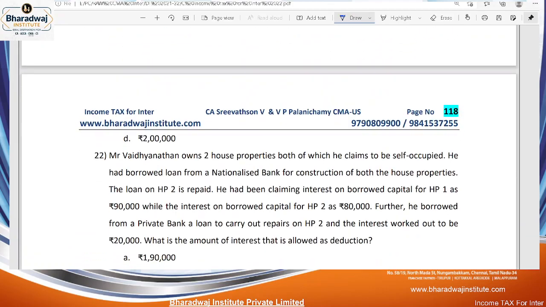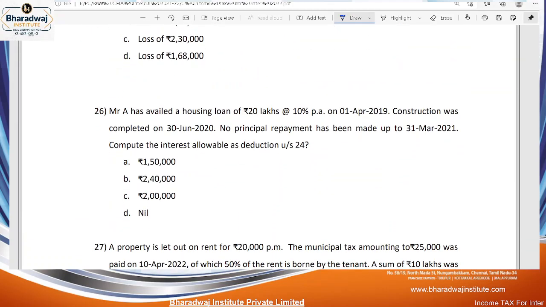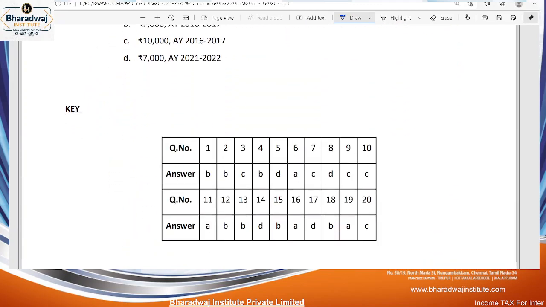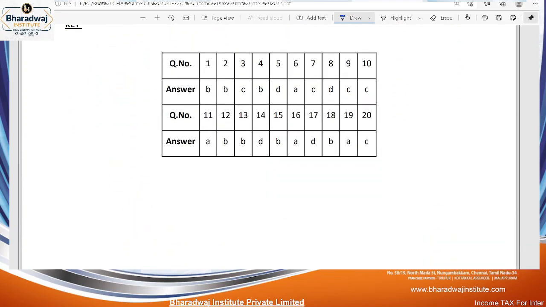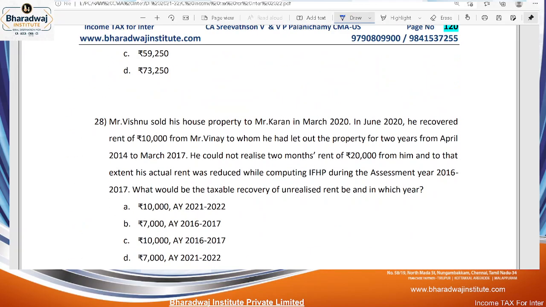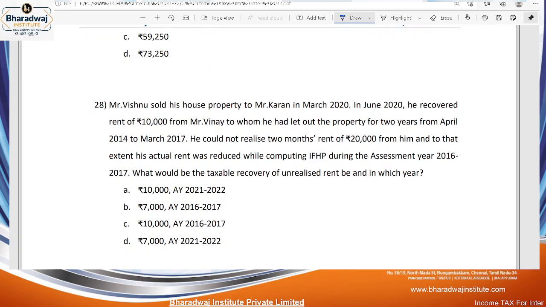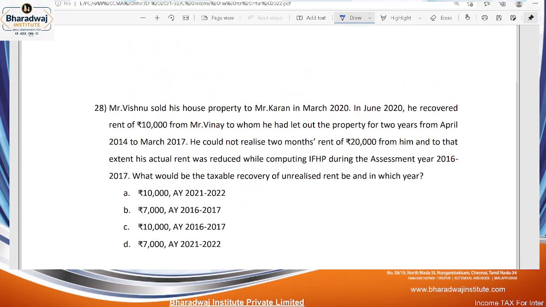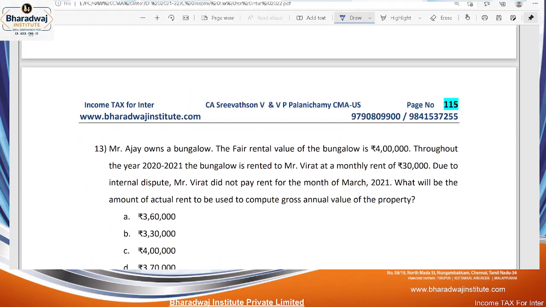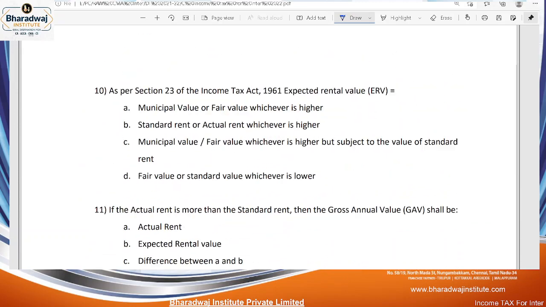After completing this, there will be a test that you have to take up. Test questions are going to be added in the drive. Of course, for those who opted for pen drive lectures, it will be there after completion. So I request you to take up the test. After practicing this and the multiple choice questions, take up the test on house property.